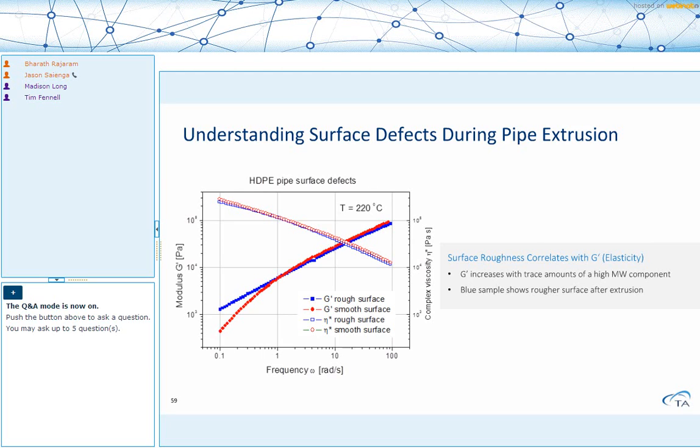So one way of handling this, if you have this type of an issue, is to process the entire batch at a higher temperature. But of course, that requires additional energy and all of the troubleshooting that comes with trying to understand what this problem is. And rheology can be a valuable tool in those types of studies.